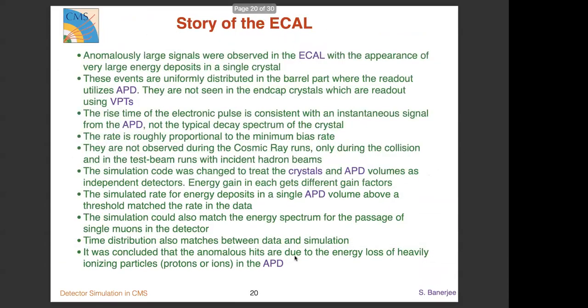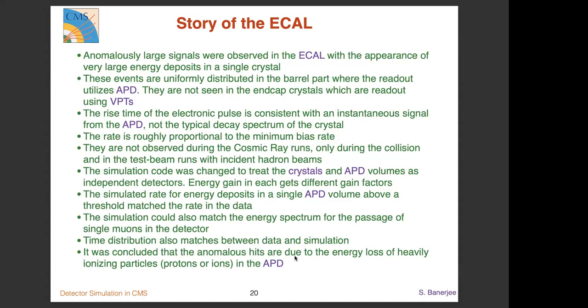So the story for the ECAL: anomalously large signals were observed in the ECAL with the appearance of very large energy deposits in a single crystal. These crystals are uniformly distributed in the barrel part of the detector, which uses APDs, and they are not seen in the endcap crystals, which are read out using vacuum phototriodes.